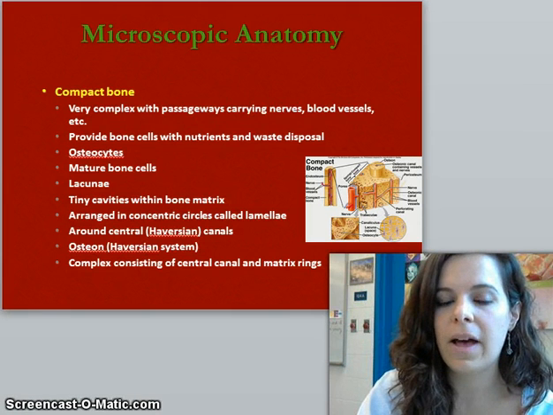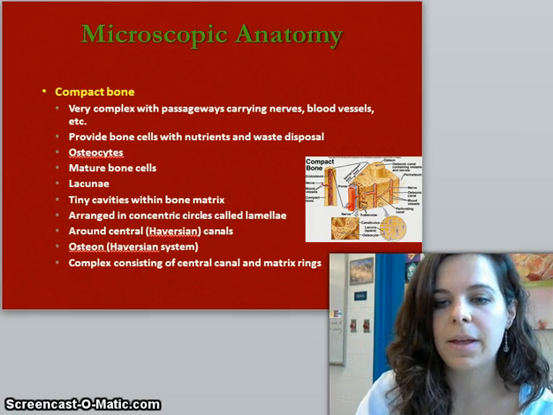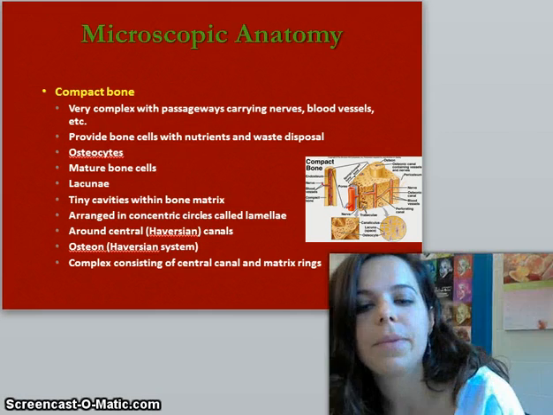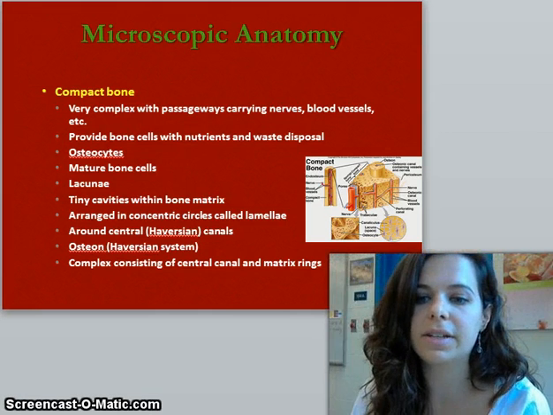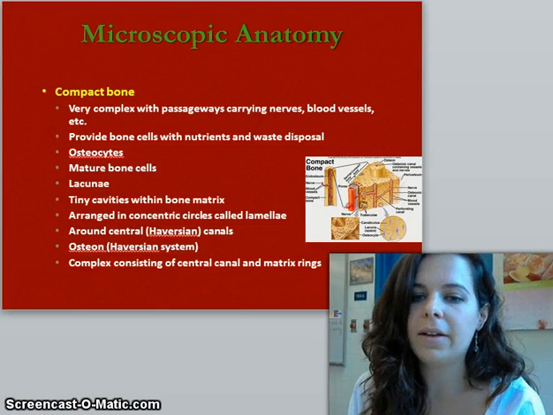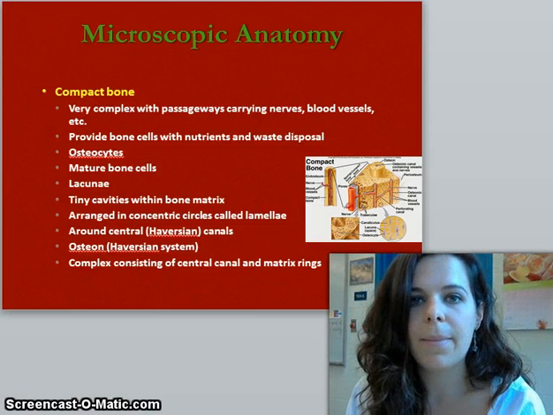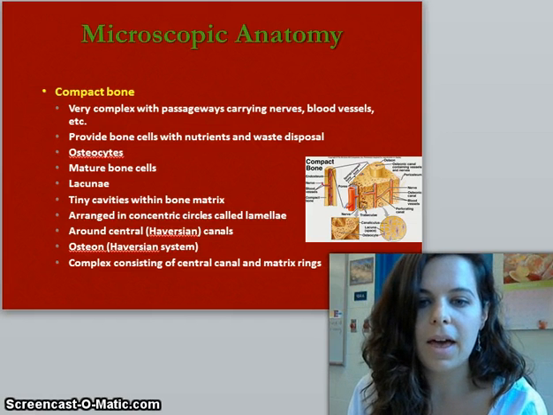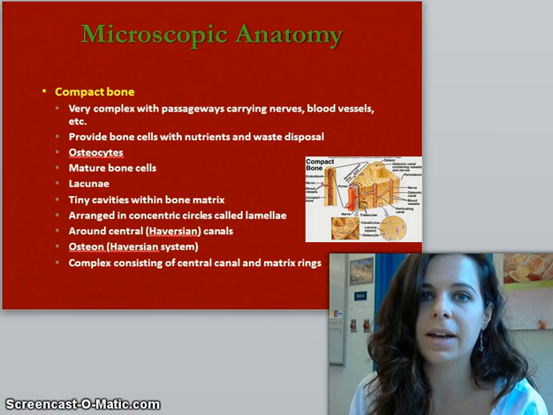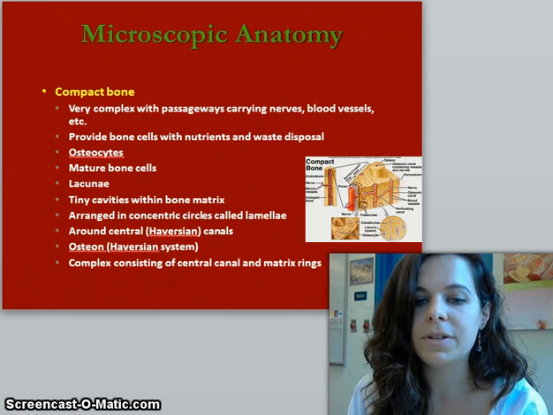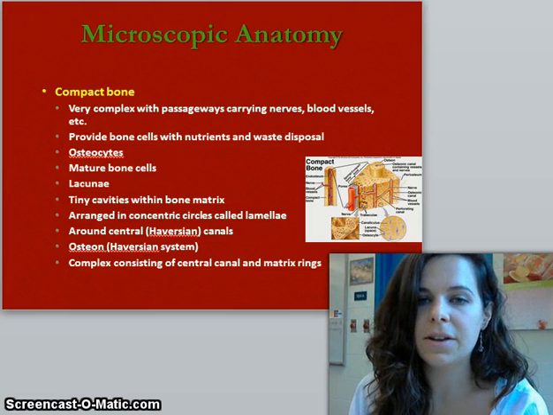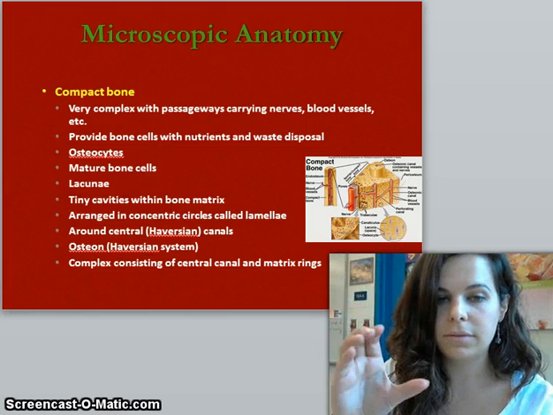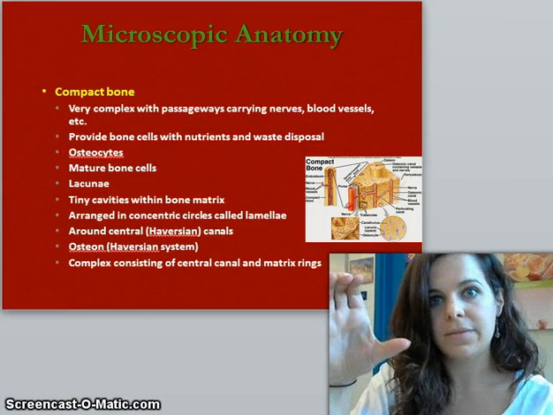Compact bone is made of osteocytes, which are mature bone cells, and then between those you have lacunae, which are tiny cavities within the bone matrix. Lacunae are arranged in concentric circles called lamellae, along with the osteocytes, around a central canal called a Haversian canal. All of this together makes up an osteon, or Haversian system, which is very complex, and it consists of the central canal with concentric circles around it, so matrix rings, almost like the rings of a tree.